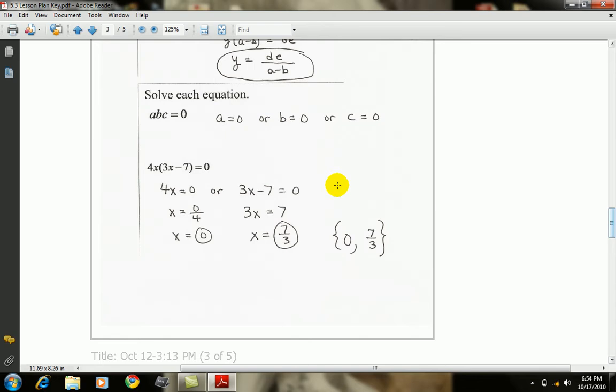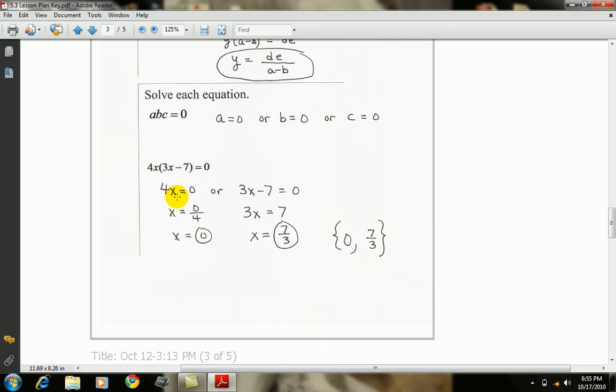My next equation, 4x times the quantity 3x minus 7 equals 0. I have two things multiplied together here equaling 0. 4x is one factor, 3x minus 7 is the other. If two things multiply together to give me 0, either the first factor is 0 or the second factor is 0. So either 4x is 0 or 3x minus 7 is 0, or maybe they both are, but who cares? Or in the middle implies one or the other or both.